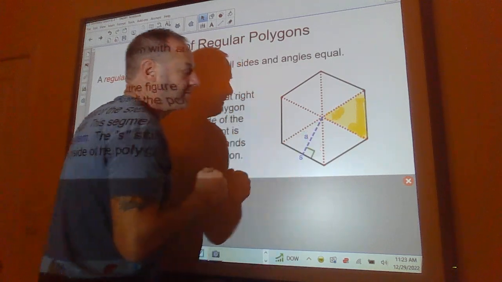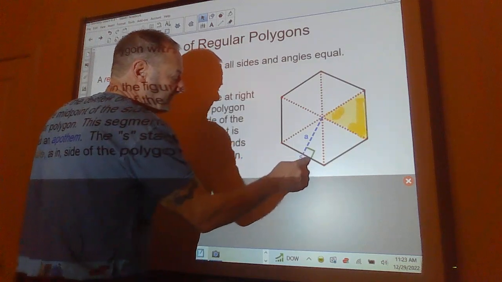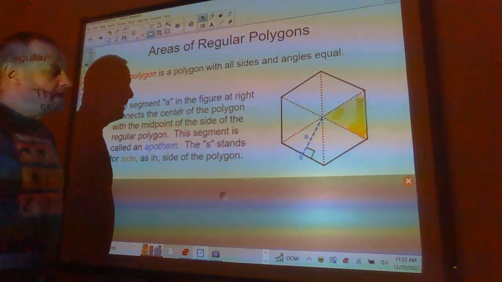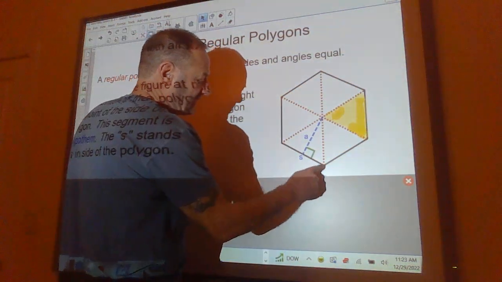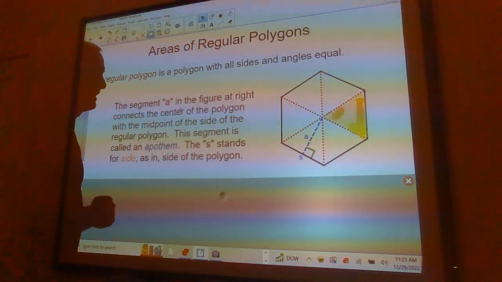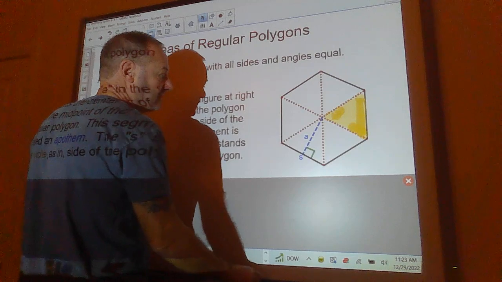It's called the apothem. It goes from the very center of the regular polygon so that it meets the side at a 90-degree angle. Okay? And then we call this distance right here S, for side. So we know how to find the area of a triangle. The area of a triangle is half the base times the height.